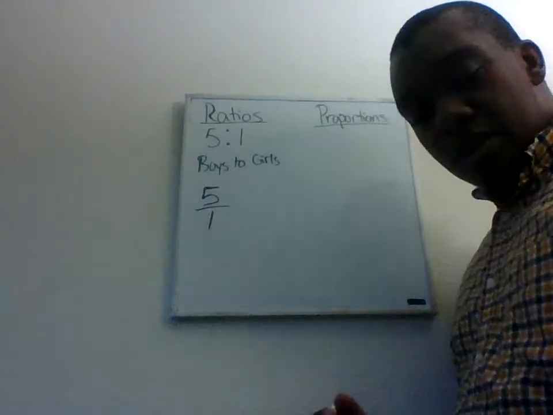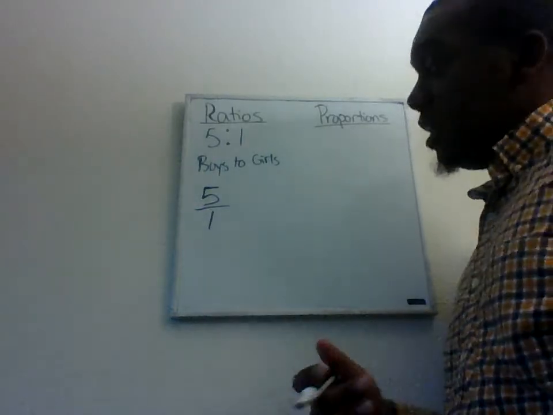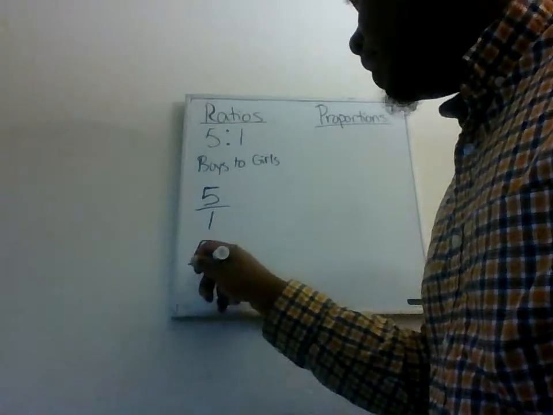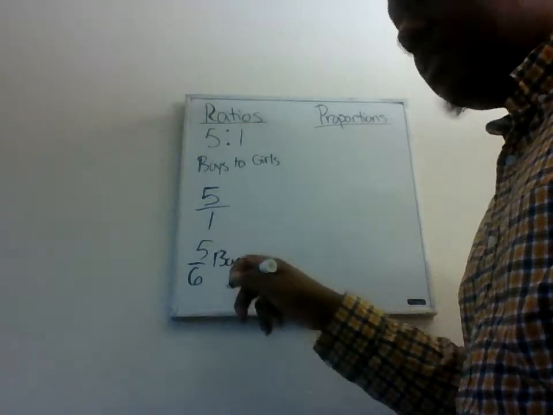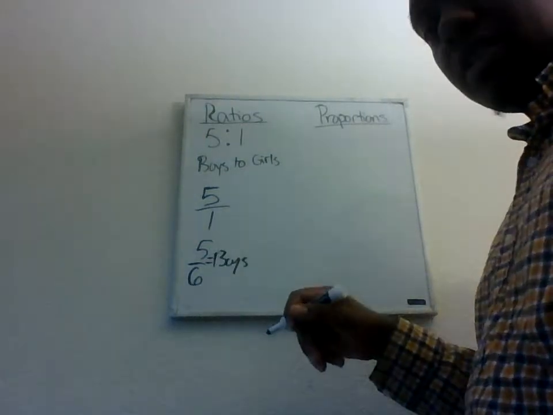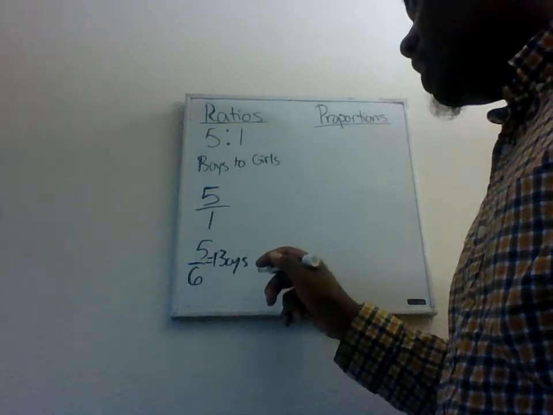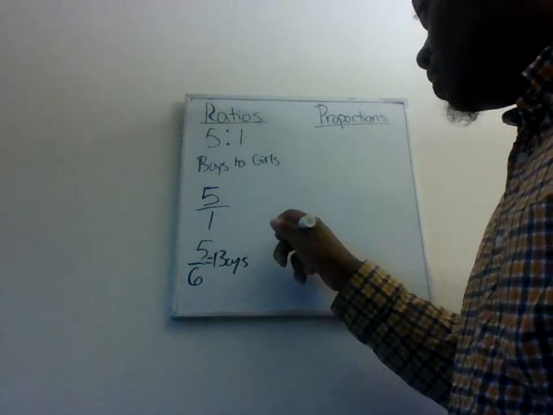Right. So if I wanted to know how many boys are in the class, that would be 5 out of 6 boys. 5 out of 6 are boys. Well, how many girls are in the class then? It will be, of course, yes, 1 out of 6 will be girls.